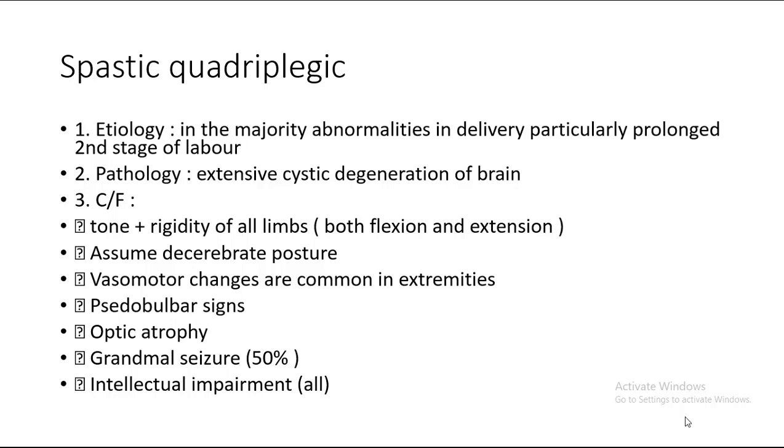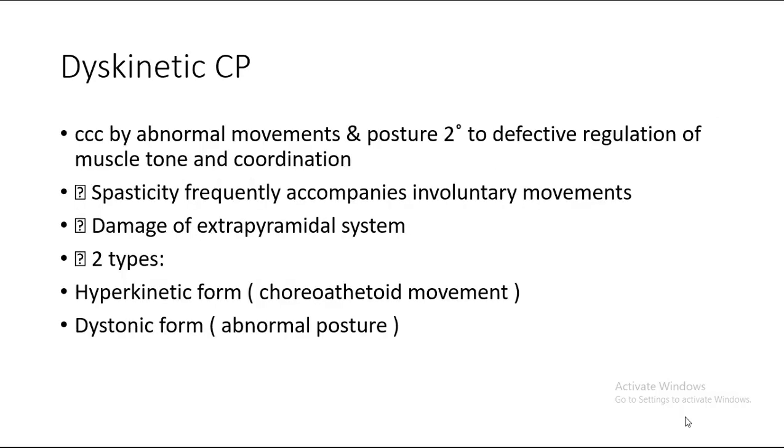The spastic quadriplegic is the most severe type of cerebral palsy. The forelimbs are affected, so we expect that the insult in the brain is extensive, and there are associated disabilities and associated features like pseudobulbar signs and optic atrophy. There is an increased risk of seizure incidence. All of them have intellectual impairment.